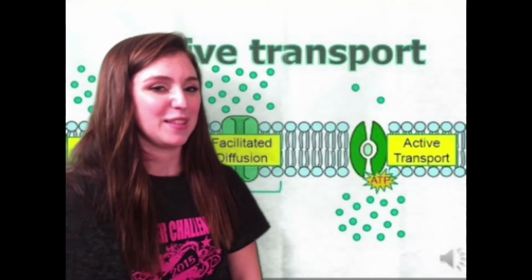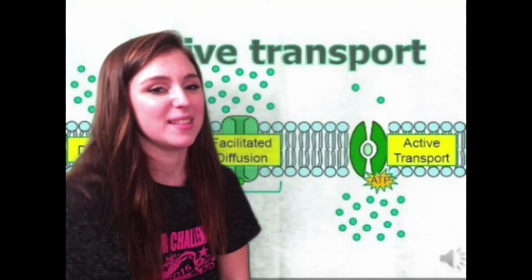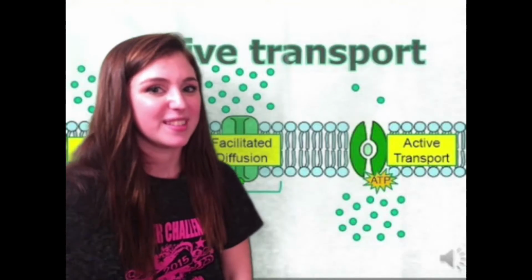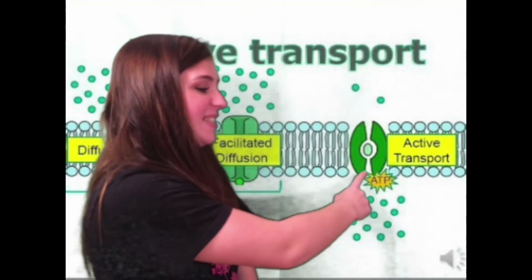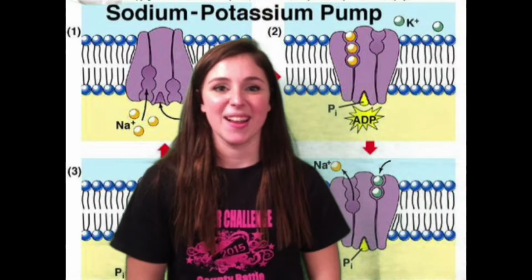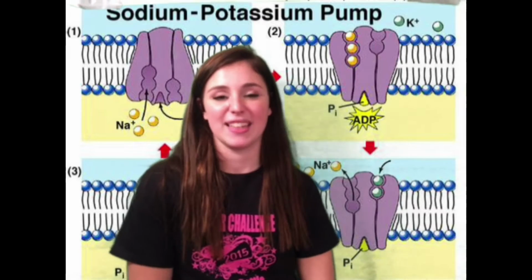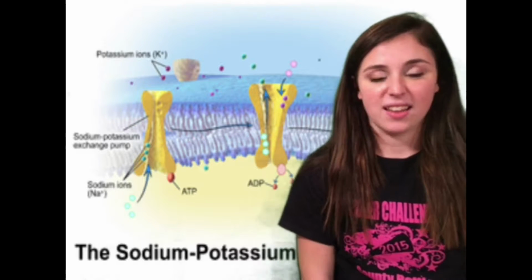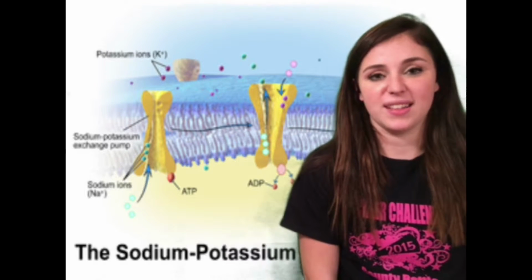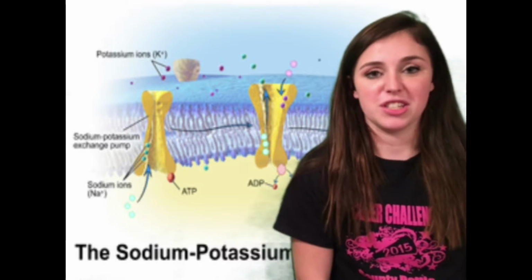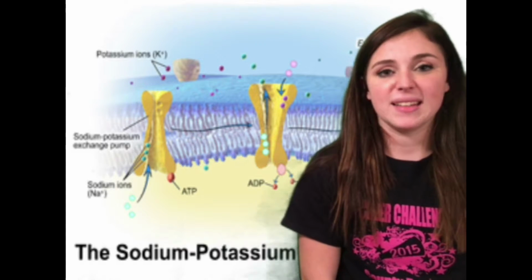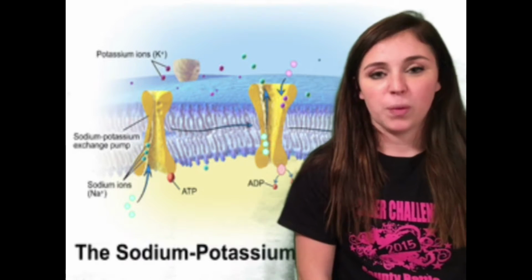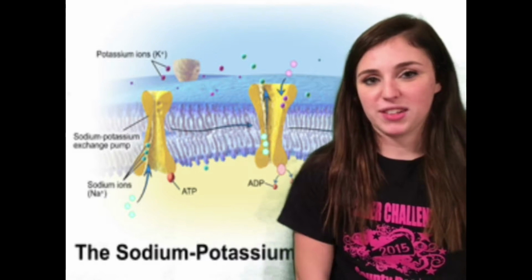Now we're going to talk about active transport. Active transport is the movement of molecules against a gradient, which normally requires energy, usually in the form of ATP. Pumps and carriers carry particles across the membrane by active transport. Active transport is responsible for the fact that cells contain a relatively high concentration of potassium ions, but low concentrations of sodium ions.